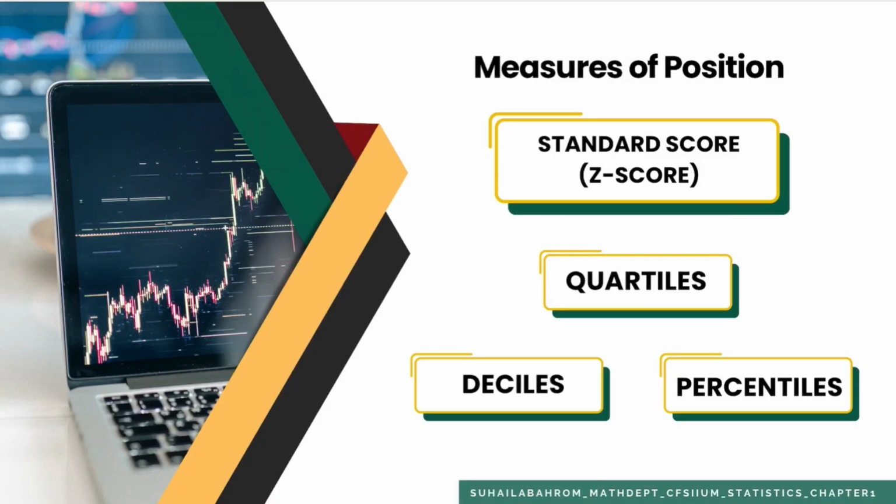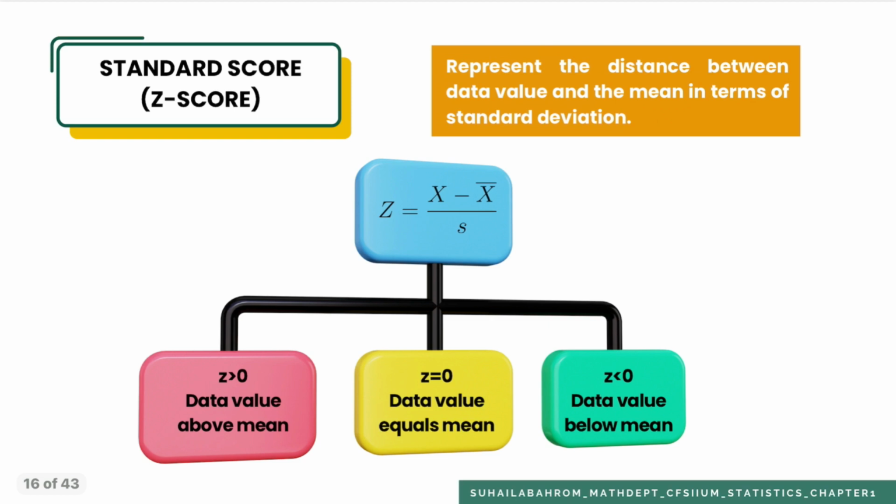Bismillahirrahmanirrahim. In this video, we proceed with the next measures, which is the measures of position. Under the measures of position, we are going to learn about the Z-score, quartile, decile, and also percentile. Let's look at the first one, which is standard score, or it is known as a Z-score.